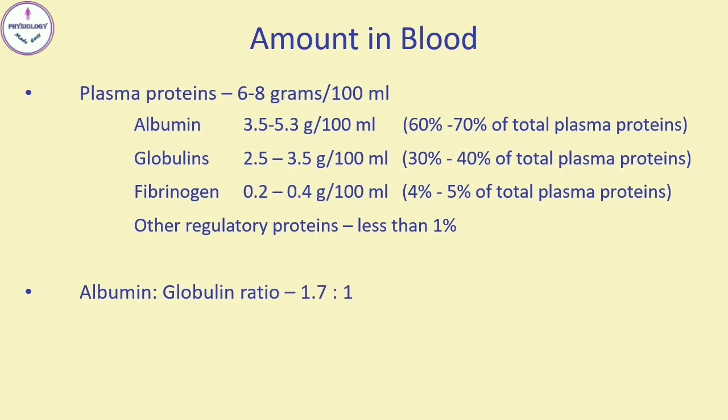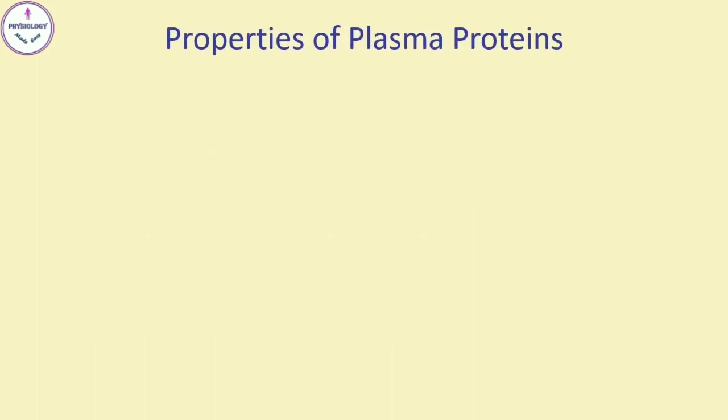Next is albumin to globulin ratio. It is 1.7:1. This ratio is of clinical importance. It gets decreased or reversed in liver diseases. Next are the properties of plasma proteins.